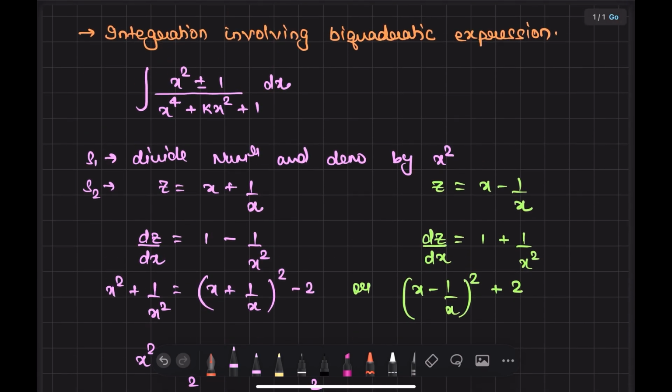You will be handling quadratic by biquadratic, so you will have exactly a question of this form: x square plus or minus 1 in the numerator and the denominator is x to the power 4 plus kx square plus 1. Okay, I hope the idea is clear and you can apply this idea in upcoming questions.